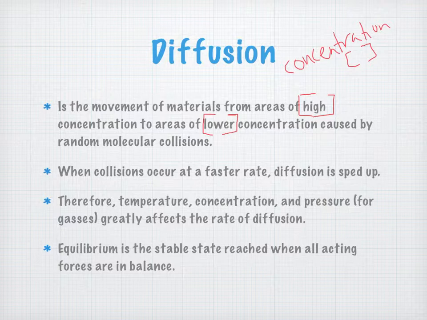So when collisions occur at a faster rate, diffusion is sped up. So therefore, temperature, concentration, and pressure for gases greatly affect the rate of diffusion. So if you increase your temperature, you'll increase your diffusion. You decrease your temperature, you decrease your diffusion.